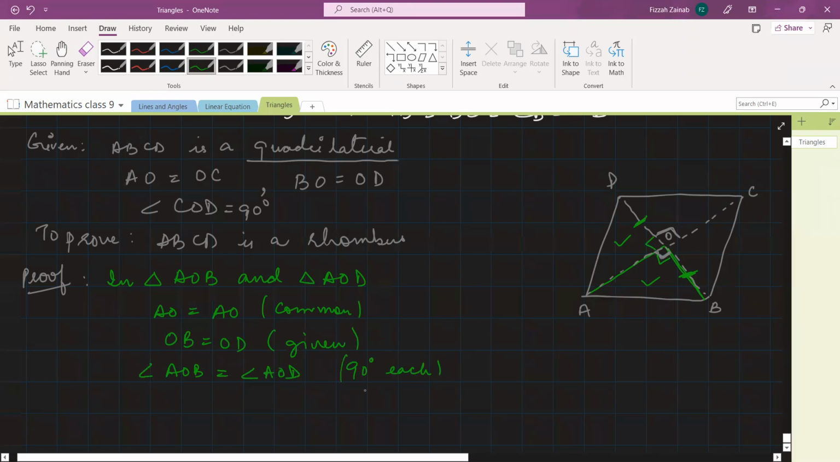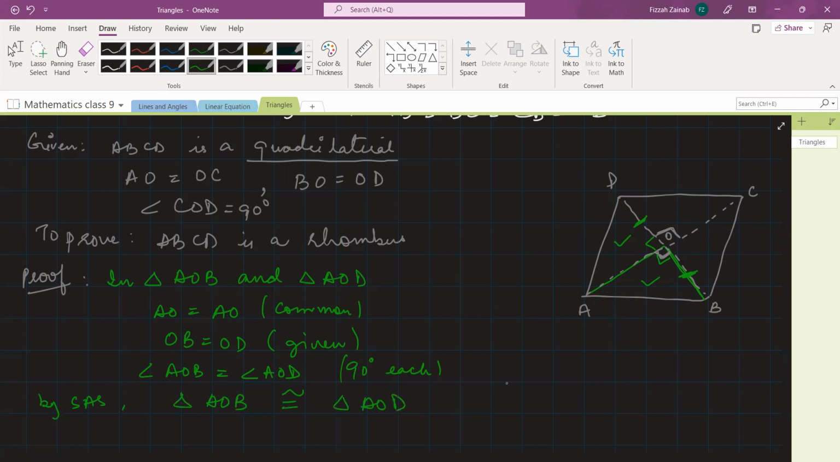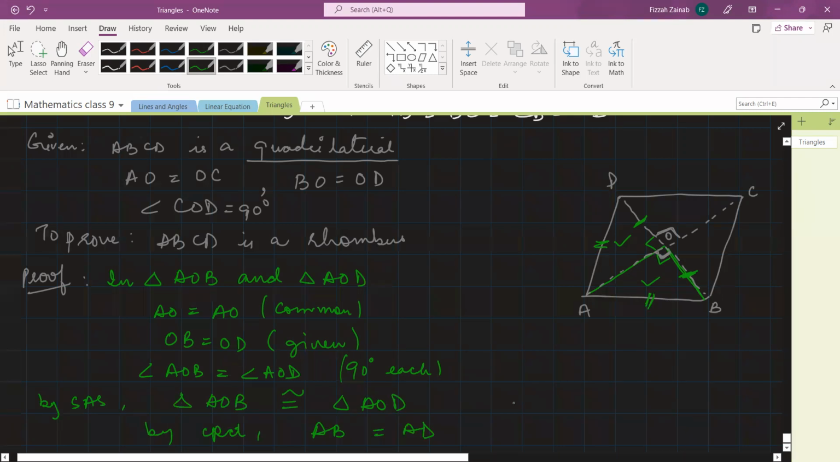So I have got SAS criteria, right? So by SAS, I can say that triangle AOB is congruent to triangle AOD. Is that clear? So by CPCT, now I have got that this side is equal to this side. So I can say that side AB is equal to side AD. Is that clear? Yes, Jocelyn, is that clear?